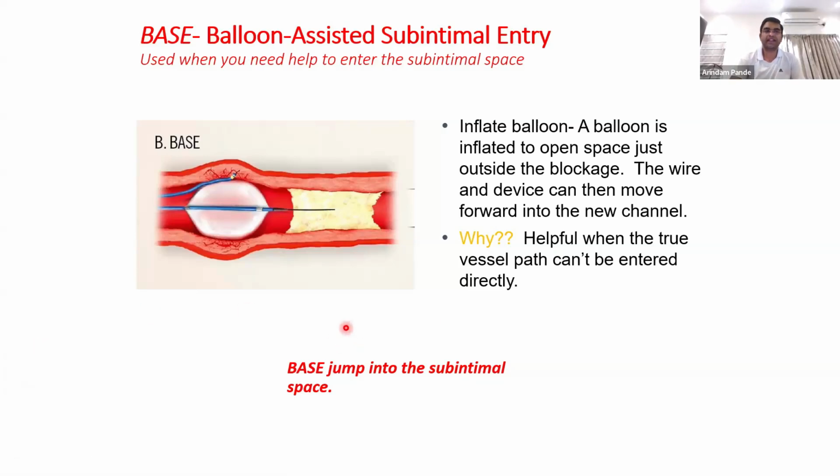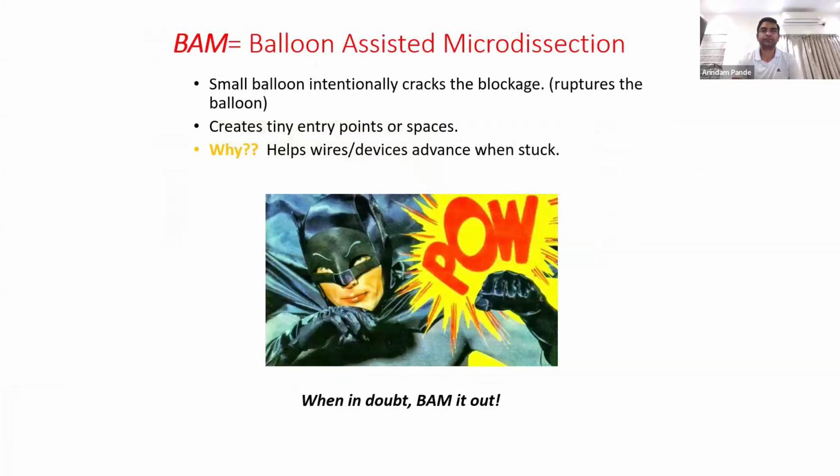So this is the second technique known as BASE. Now, the next technique is BAM, or balloon assisted microdissection. This is one of the techniques used when we cross the CTO, but our balloon is not crossing.